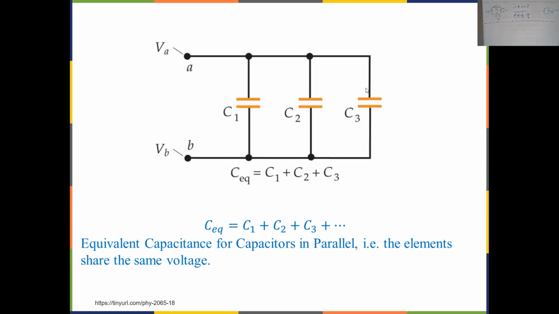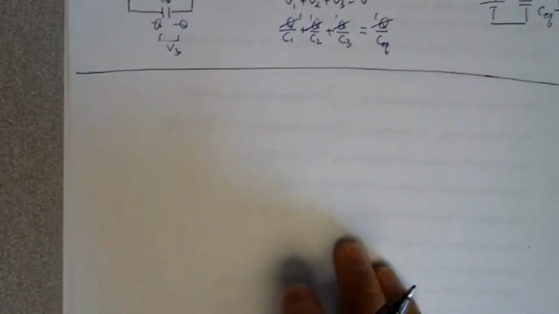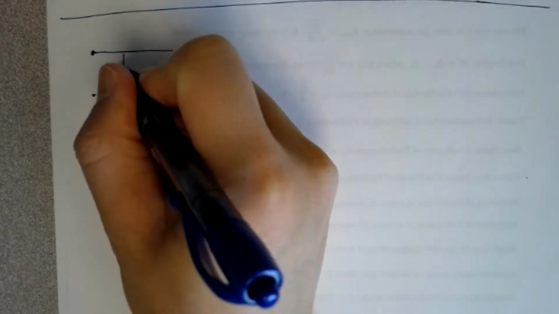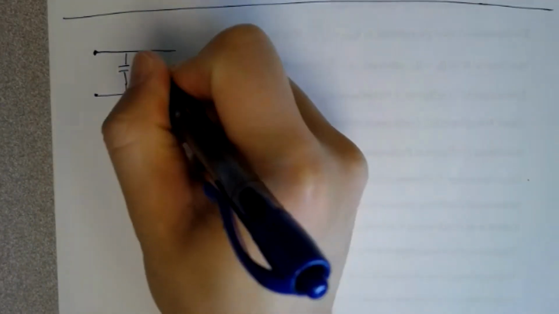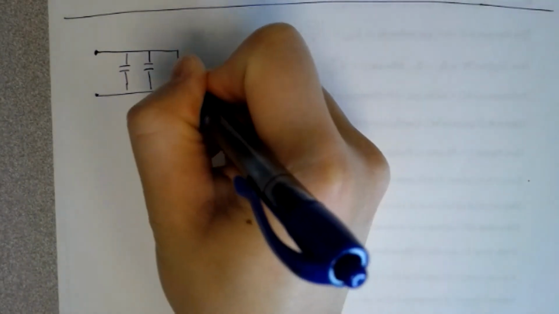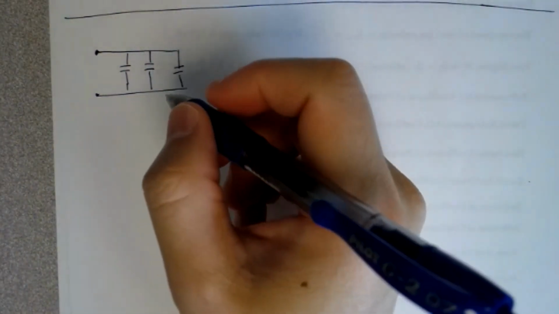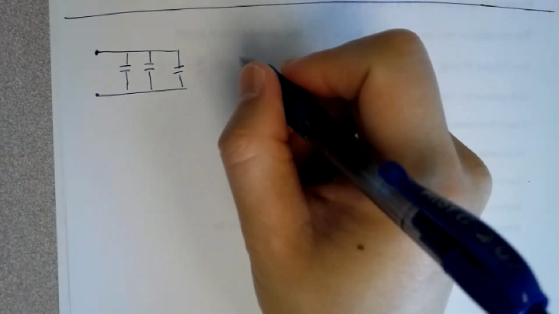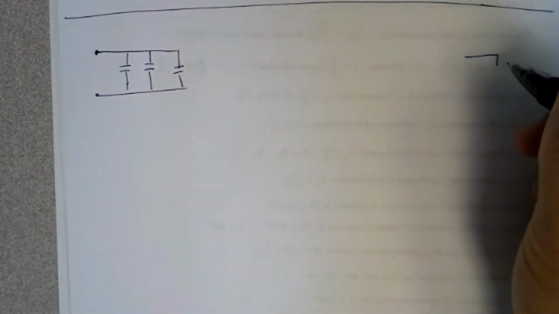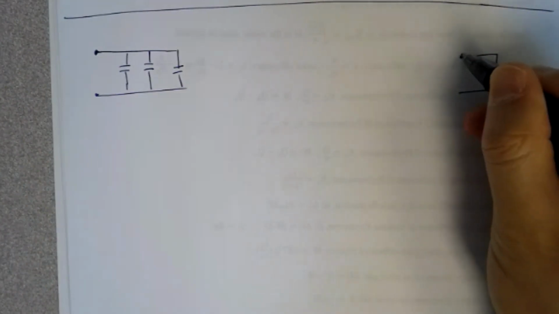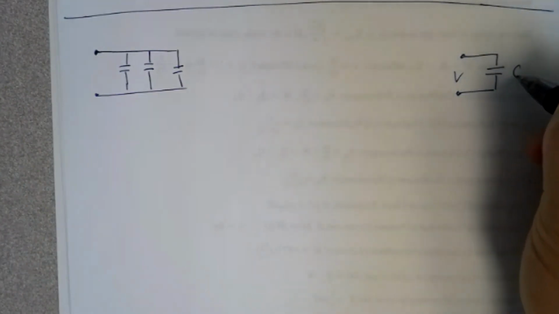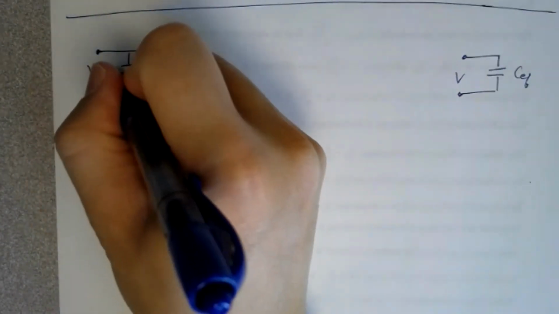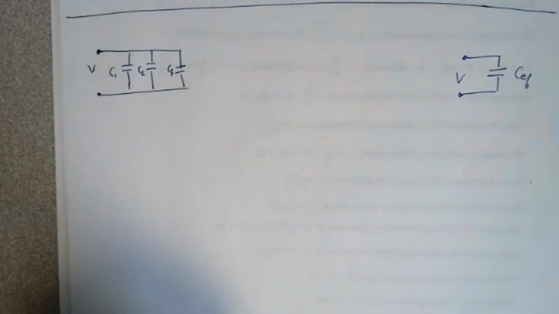So these capacitors share the same voltage, number 1, number 2, and number 3. So V is the same, and this could be an equivalent of just one CEQ. So V across CEQ, and this is V across C1, C2, C3.